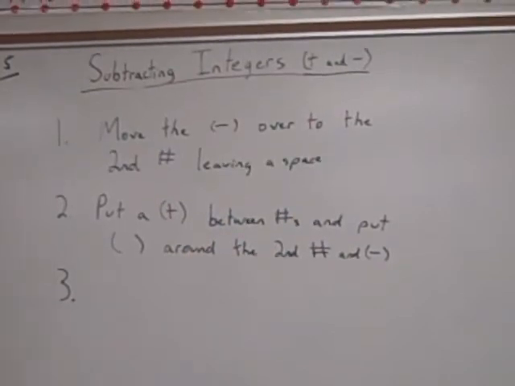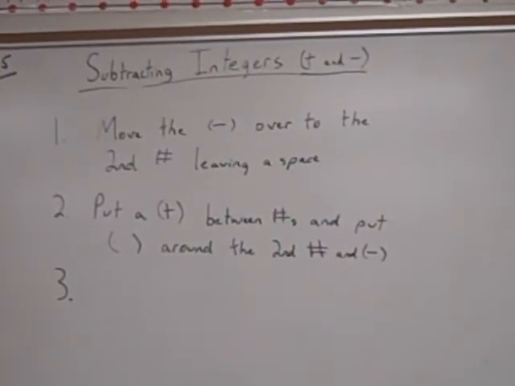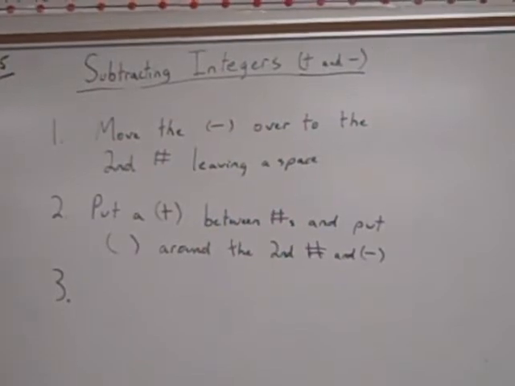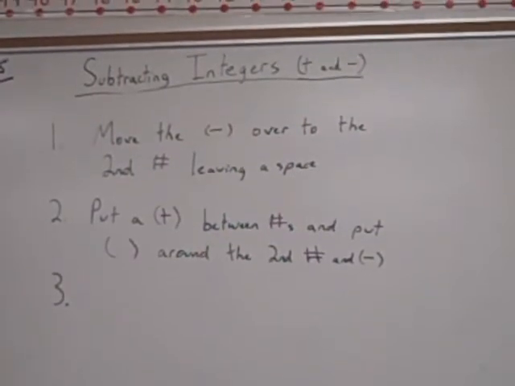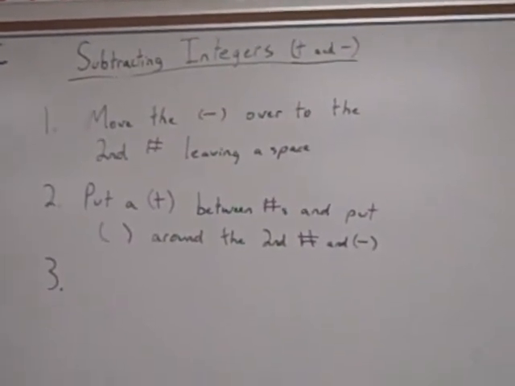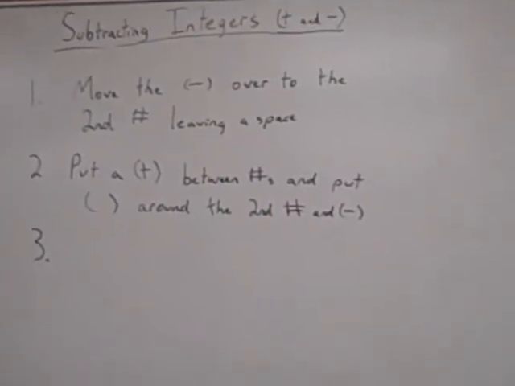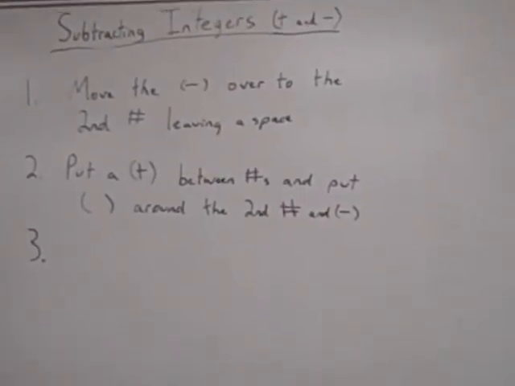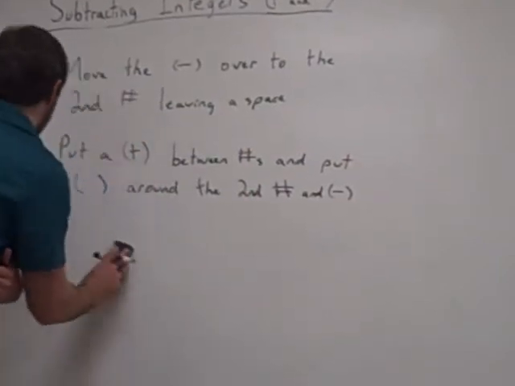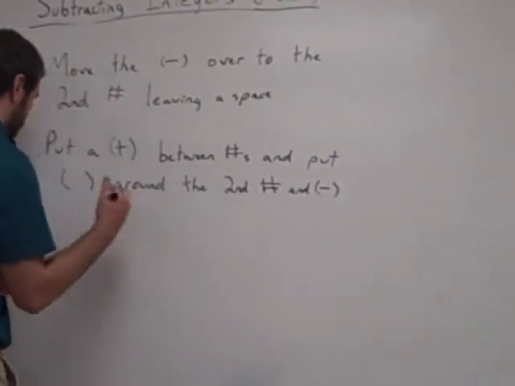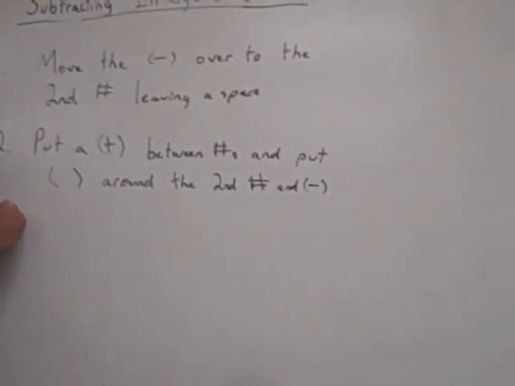Okay, so now what we've ended up with is what we did yesterday, right? Because if I put a plus sign between the two numbers and the minus sign's moved over, I'm now just adding integers, huh? And let's not number this 3, actually. Let's put a star. This is really important, huh?